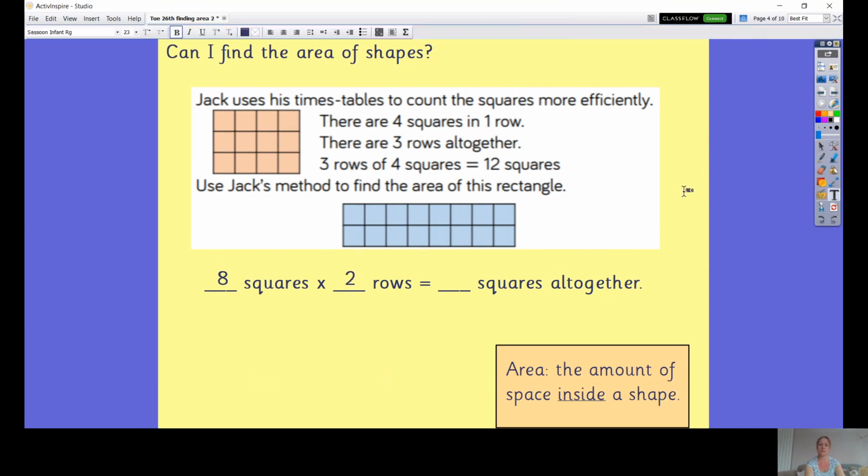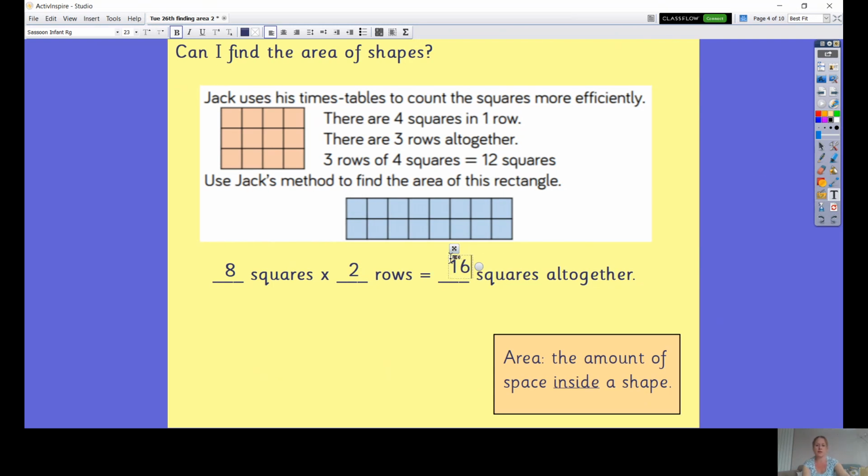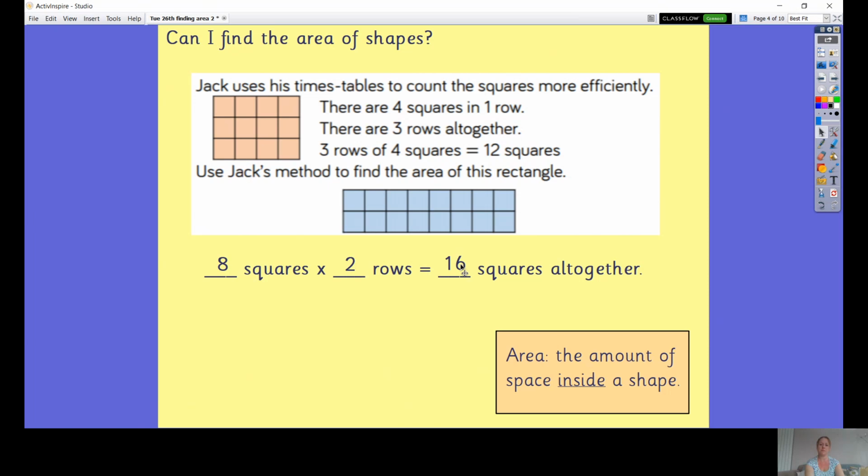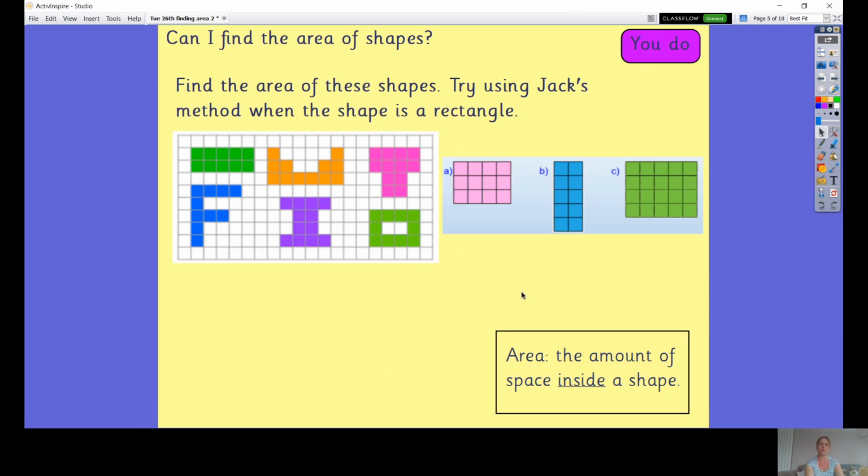So I know that there are 16 squares without counting them all individually. Okay, so I had 8 in a row, times it by the 2 rows, and I got 16. Okay, so let's move on.